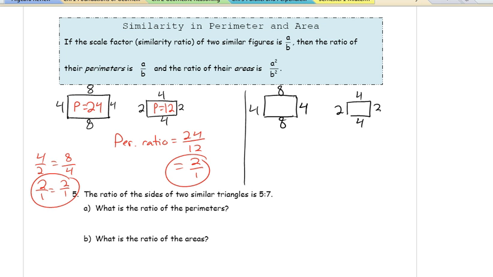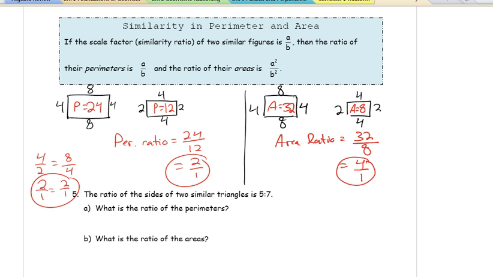So let's look at the ratio of their areas. So to find the area of a rectangle, it's 4 times 8, or 32 centimeters squared, or units squared, inches squared, whatever it is. 2 times 4 is 8 inches squared. So the way you do this, the ratio of their areas, you would say, is 32 over 8. You would reduce that to 4 over 1. So that would be their area ratio.